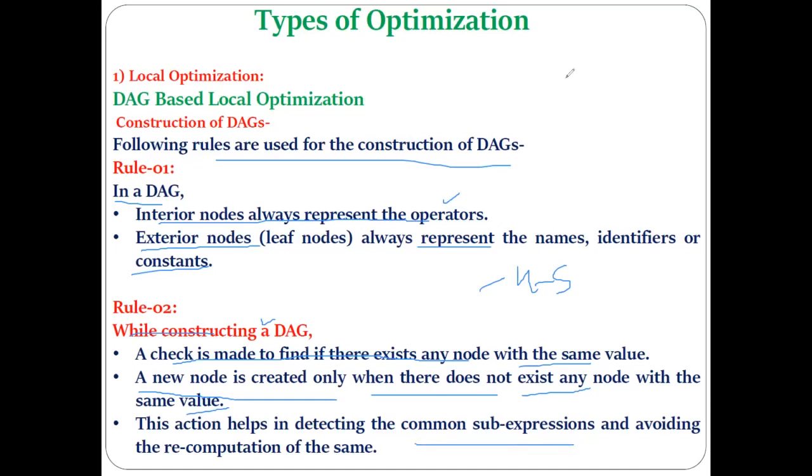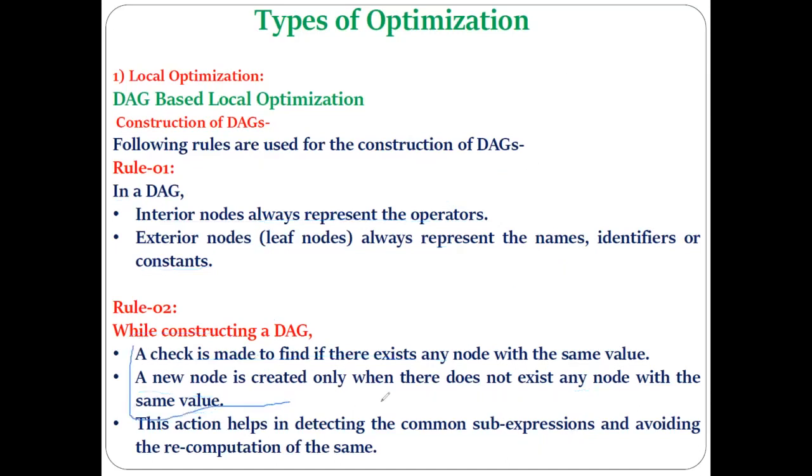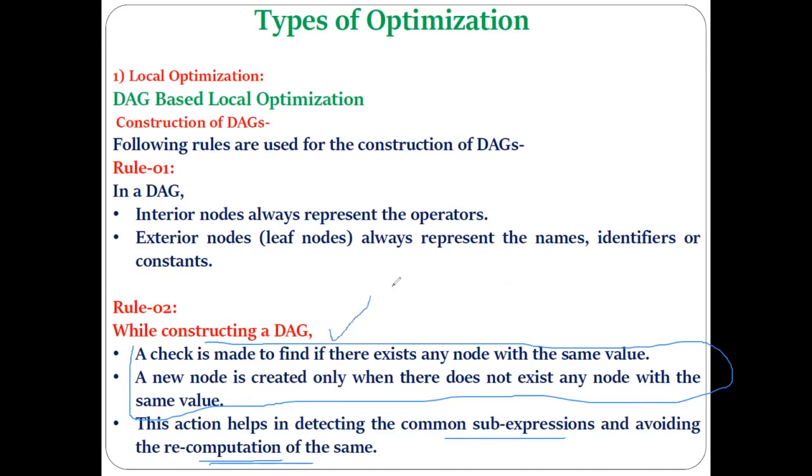So this property of the DAG helps to detect the common sub expression. Understood? And because of that, recomputation of that expression is also avoided. If the common sub expression is detected, then its recomputation is avoided. How is it possible? It is possible because of the property of the DAG. What is the property of the DAG? Only one node is created for multiple same values. Because of that, the common sub expression can be easily detected.